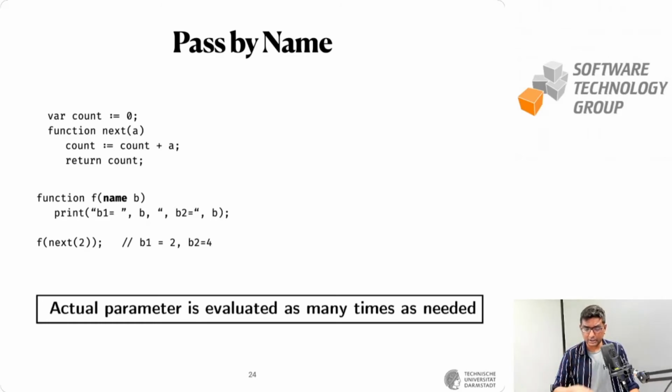In the normal variants, if you simply call f of next of 2, next of 2 will be computed first, which means the count will be incremented by 2 and then it would be returned. This would be passed on to f, which means that when you call f with next of 2, in a normal variant, you would simply get b1 equal to 2 and b2 equal to 2.